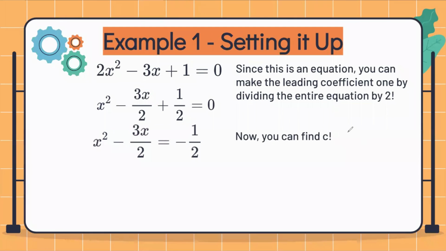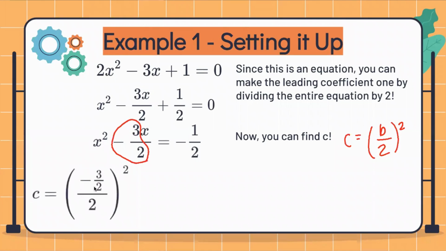Again, remember that your c just equals the coefficient b over 2 squared. In this case, our b value is right here. It would be negative 3 over 2. And so I would just plug in negative 3 over 2 for my b. So that would be negative 3 over 2 divided by 2 squared.